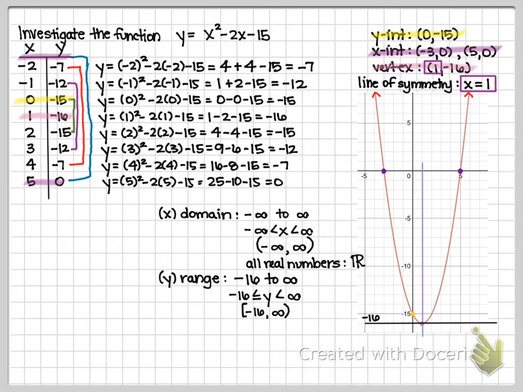So let's see. We have everything satisfied. X-intercepts, check. Y-intercept, check. Vertex, check. Line of symmetry, check. Graph, yes. Domain, range, absolutely. So there's our investigating of a quadratic function.